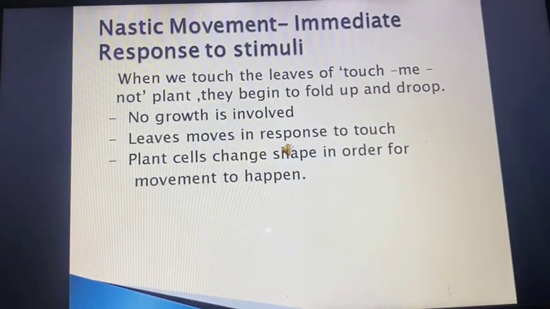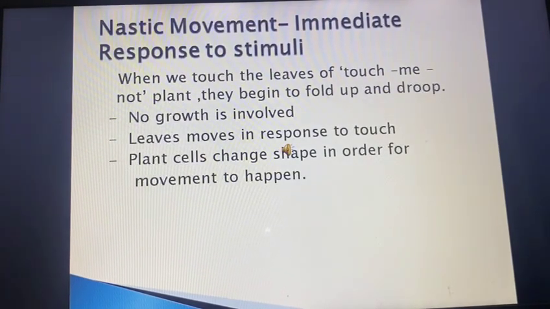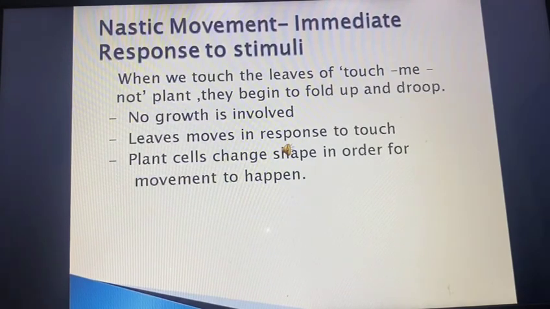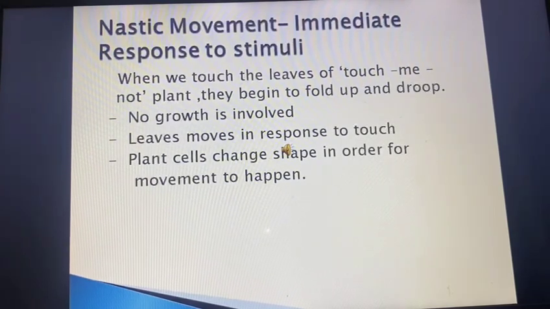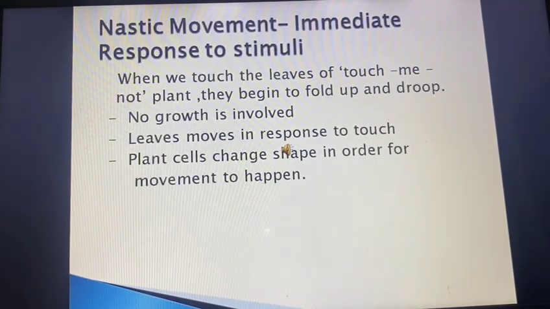Nastic movement is non-directional movement toward the stimuli. Nastic movement is immediate response to stimuli. For example, when we touch the leaves of a touch-me-not plant, they begin to fold up and droop, and no growth is involved in these movements. Leaves move in response to touch.